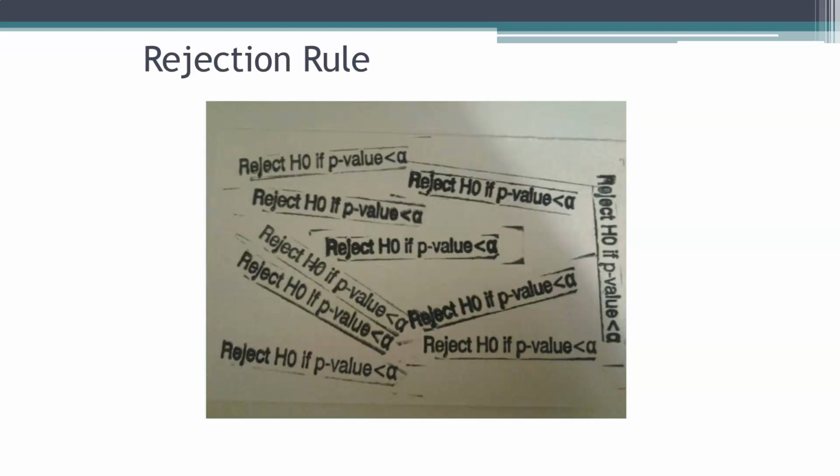So anyway, reject H0 if the p-value is less than alpha. All right, so here's the results of my stamp. And if you get this wrong, I'm going to stamp myself in the forehead. Of course, I don't want to incentivize you to get that wrong. But reject H0 if p-value is less than alpha.